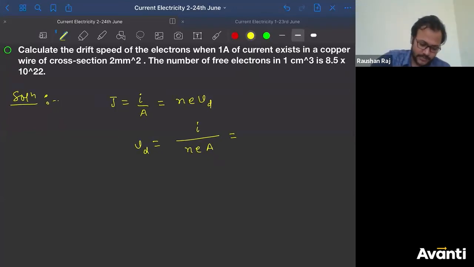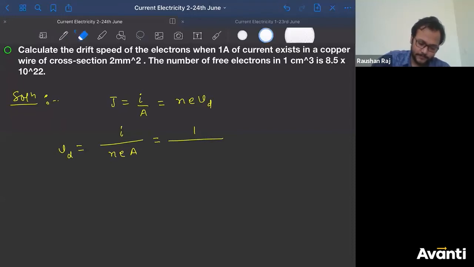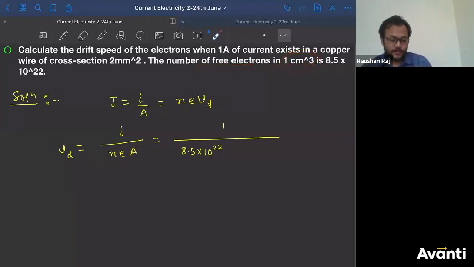What is the value of I? Let me move it further leftward to get some space here. So I is equal to 1 ampere divided by... What is the value of n? 8.5 into 10 to the power 22. See, this is the first point where you might commit a mistake in the calculation. If you see the data, it is the number of free electrons in 1 centimeter cube. If you're talking about SI unit, you have to convert this into SI unit.